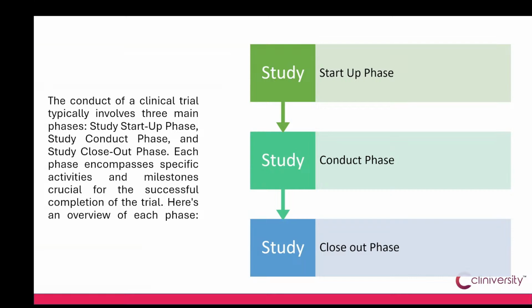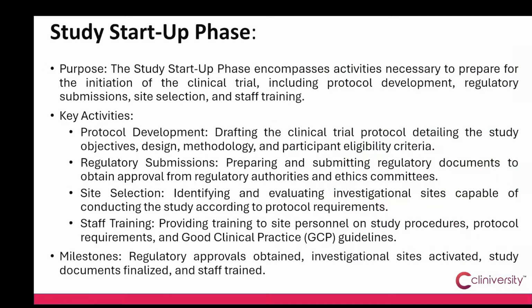So the conduct of a clinical trial typically involves three main phases: startup, conduct, and closeout. Each phase encompasses specific activities and milestones that are very crucial for the successful completion of a clinical trial. So we call them the startup phase, conduct phase, and closeout phase.